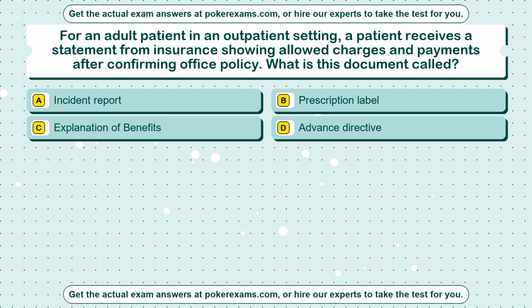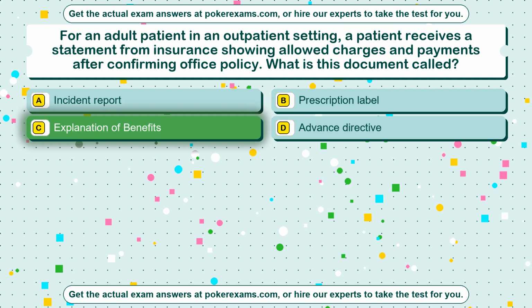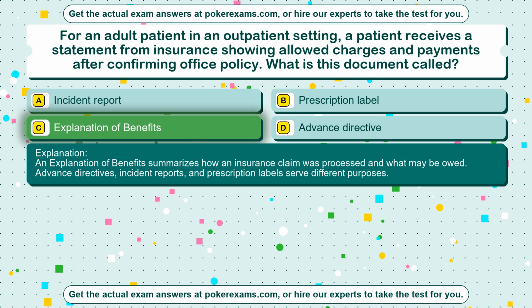Question 61. For an adult patient in an outpatient setting, a patient receives a statement from insurance showing allowed charges and payments after confirming office policy. What is this document called? Option A, incident report. Option B, prescription label. Option C, explanation of benefits. Option D, advance directive. The correct answer is option C, explanation of benefits. An explanation of benefits summarizes how an insurance claim was processed and what may be owed. Advance directives, incident reports, and prescription labels serve different purposes.